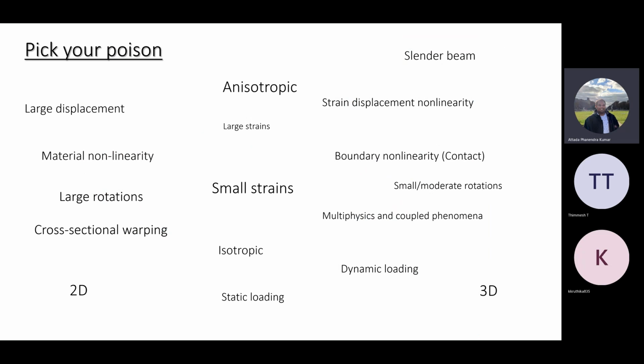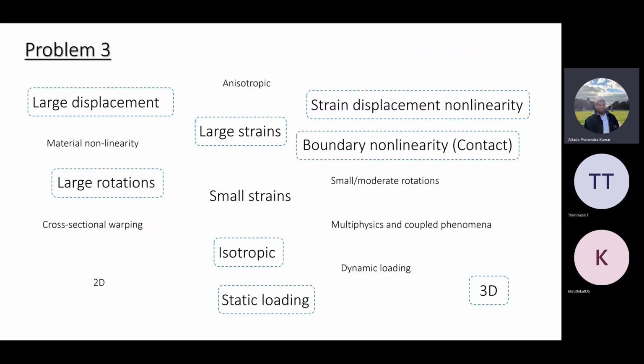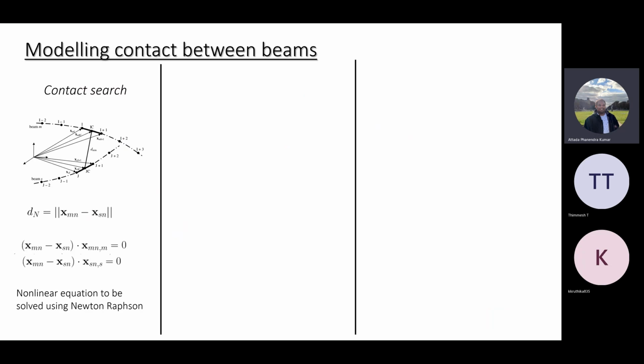Now we go back to our familiar terminology, and then we go with problem 3. Now we are increasing the complexity again, including contact. We take the beam element that we have, and now we add contact boundary condition, which is a boundary nonlinearity. Now let's understand how to model contact in beams.